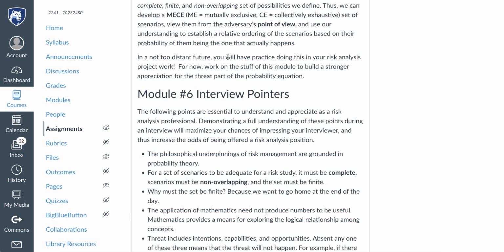Now, in a not too distant future, you will practice doing this in your risk analysis project work, okay? So for now, work on the material of this module to build a stronger appreciation for the threat part of the probability equation, okay?